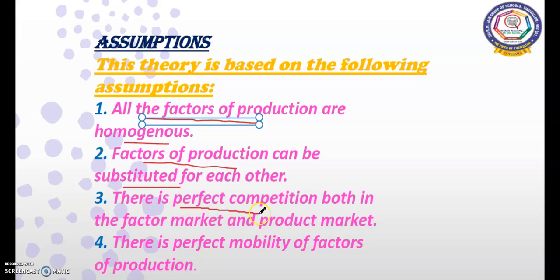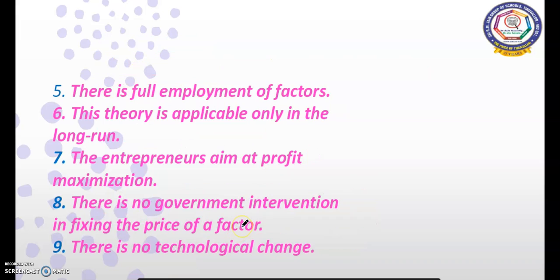Next one, there is perfect competition. You know what are the features of perfect competition? In the previous chapter we discussed in detail, both in the factor market as well as in the product market. And there is perfect mobility of factors of production, movement of factors of production. And the next assumption is there is full employment of factors. No factor is kept idle.